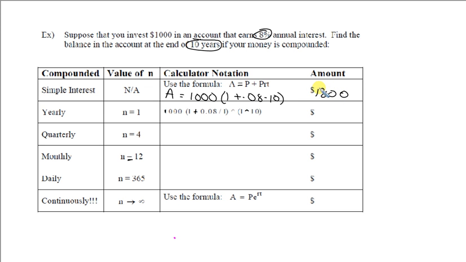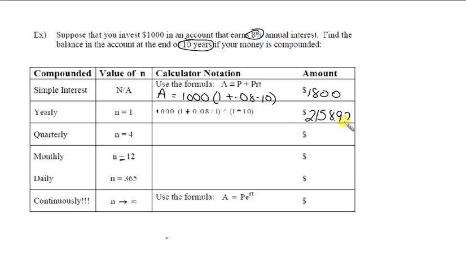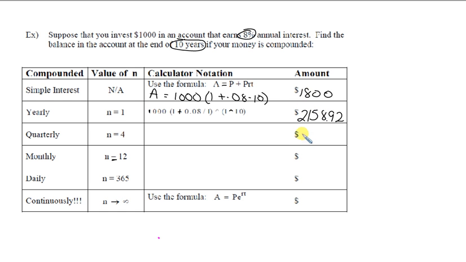Next, we have yearly. We're going to compound it yearly, so we will use the compound interest formula. I know it's a little bit fuzzy here, but follow along. The principal is 1,000. 1 plus 0.08 divided by 1, raised to the 1 times 10 power. And that gives us, when you put that into your calculator, $2,158.92. This makes a significant difference right here. You can see what we're talking about from the last example. And again, that's pretty significant between those two.